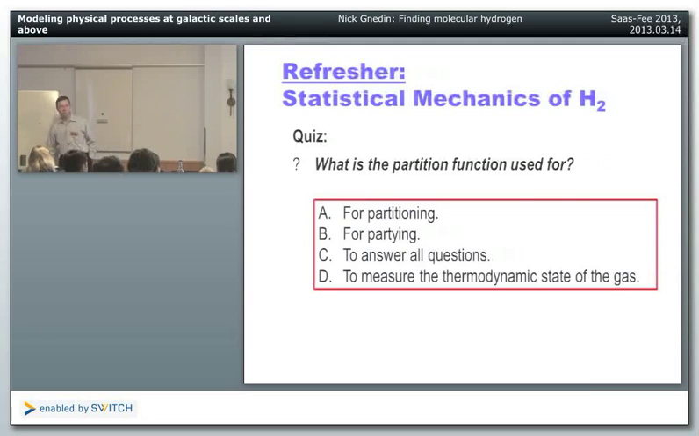So what do you use it for? What is it good for, actually? You know, why did I even talk about it? Right?